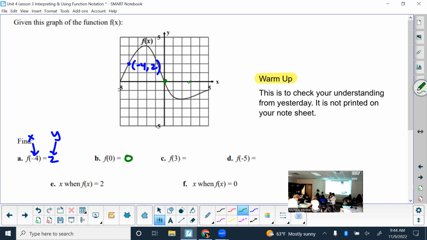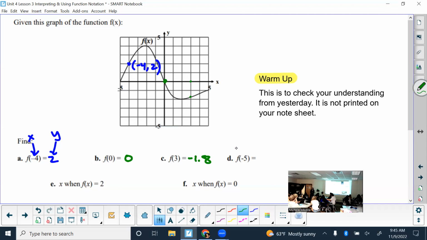I can't remember which one. So what's my input on this one? 3. What's my y when x is 3? All right, any changes, class, that we need to make to this answer? Make it a negative, but otherwise it's good. It's not exactly on the 2, it's a little bit above. So -1.8 is a good approximation.